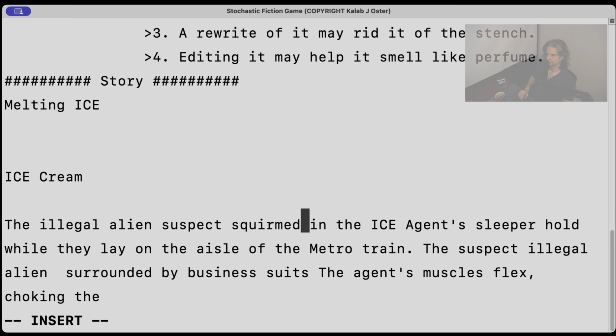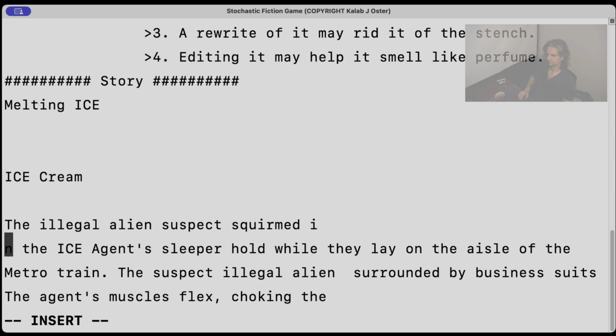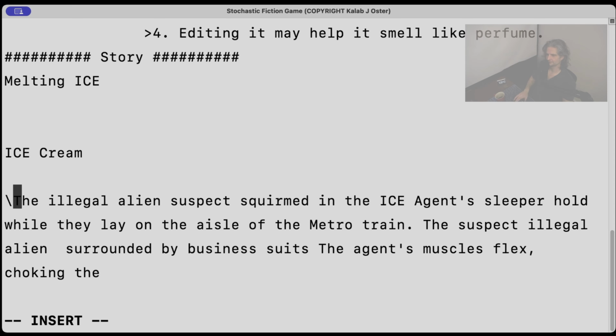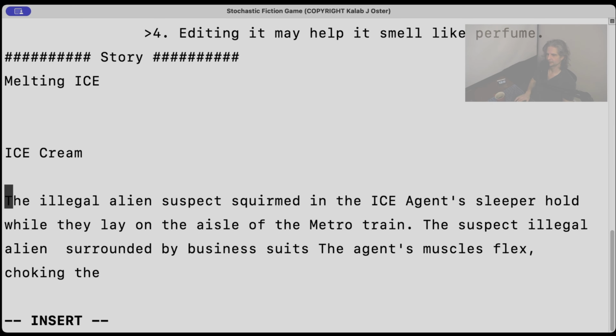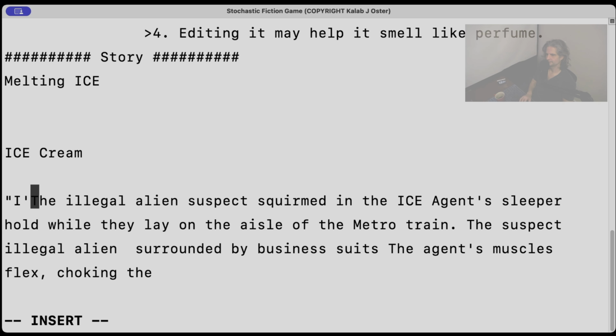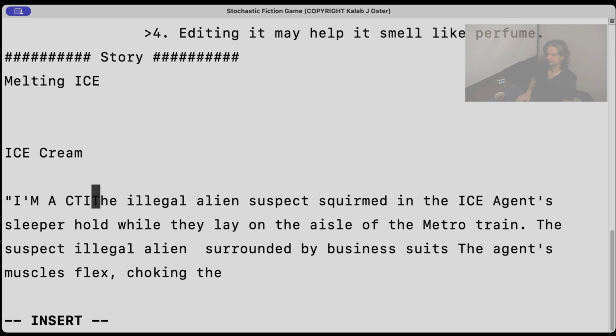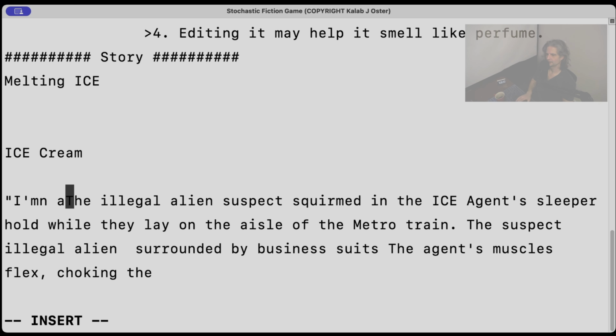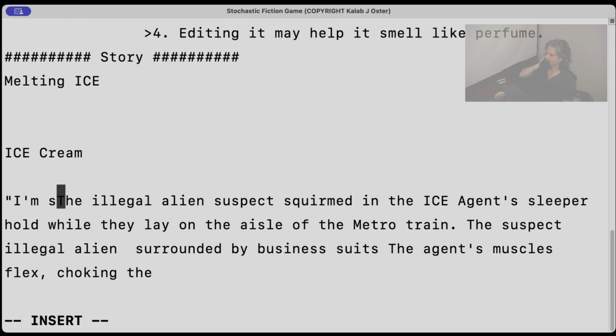Squirmed and screamed. Let's start with the scream. The illegal, a citizen. I mean, the shout, holler, is scream. Like I'm gonna scream in fright, right? I'm gonna holler in rage. So let's go.